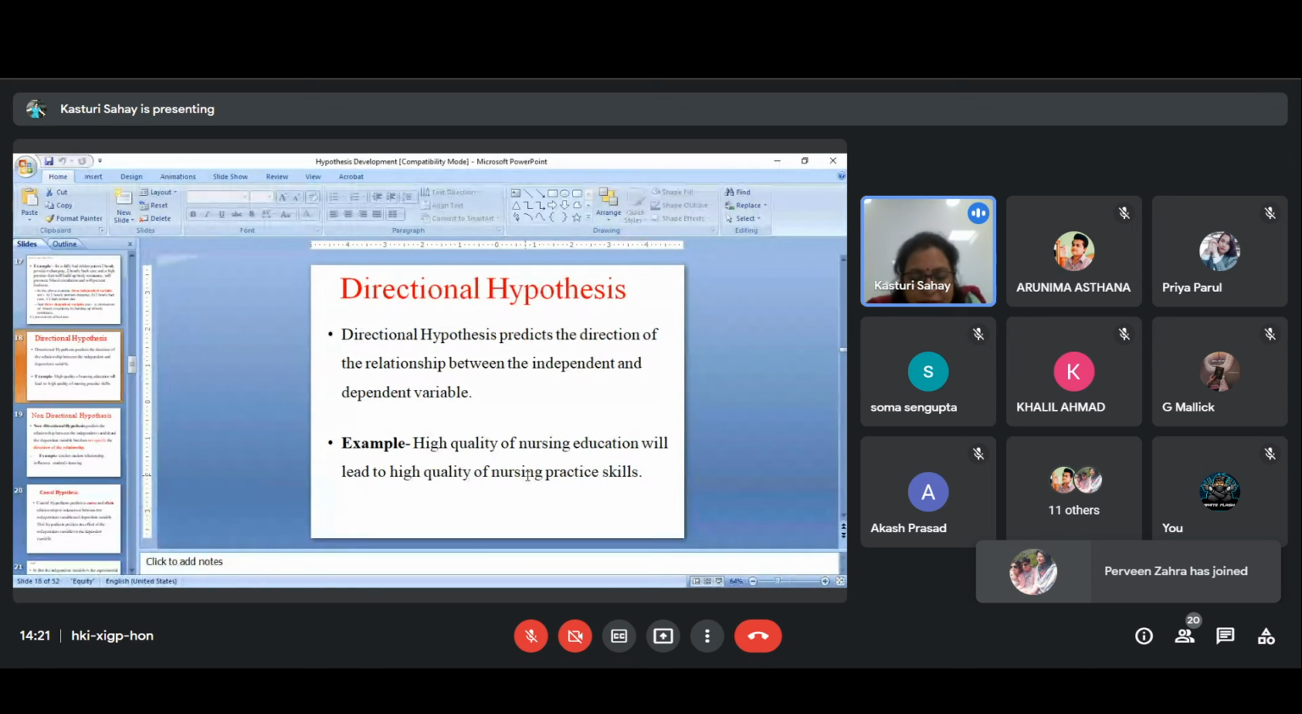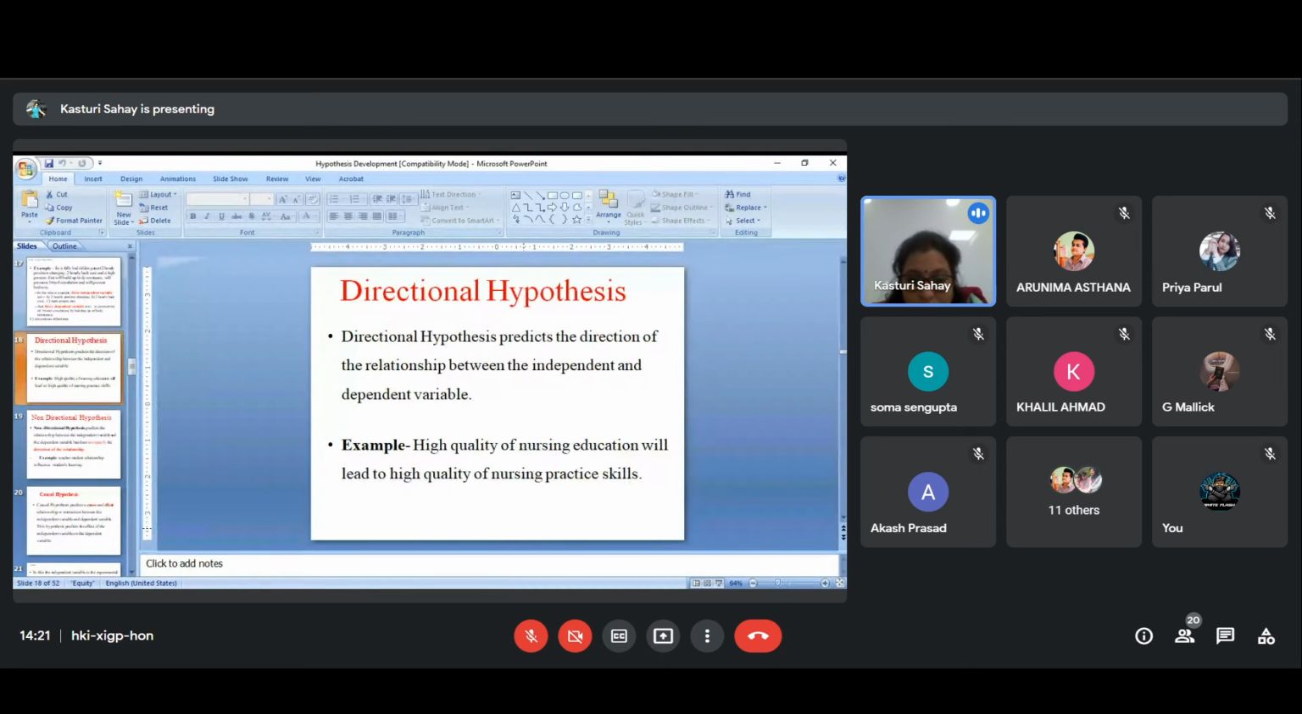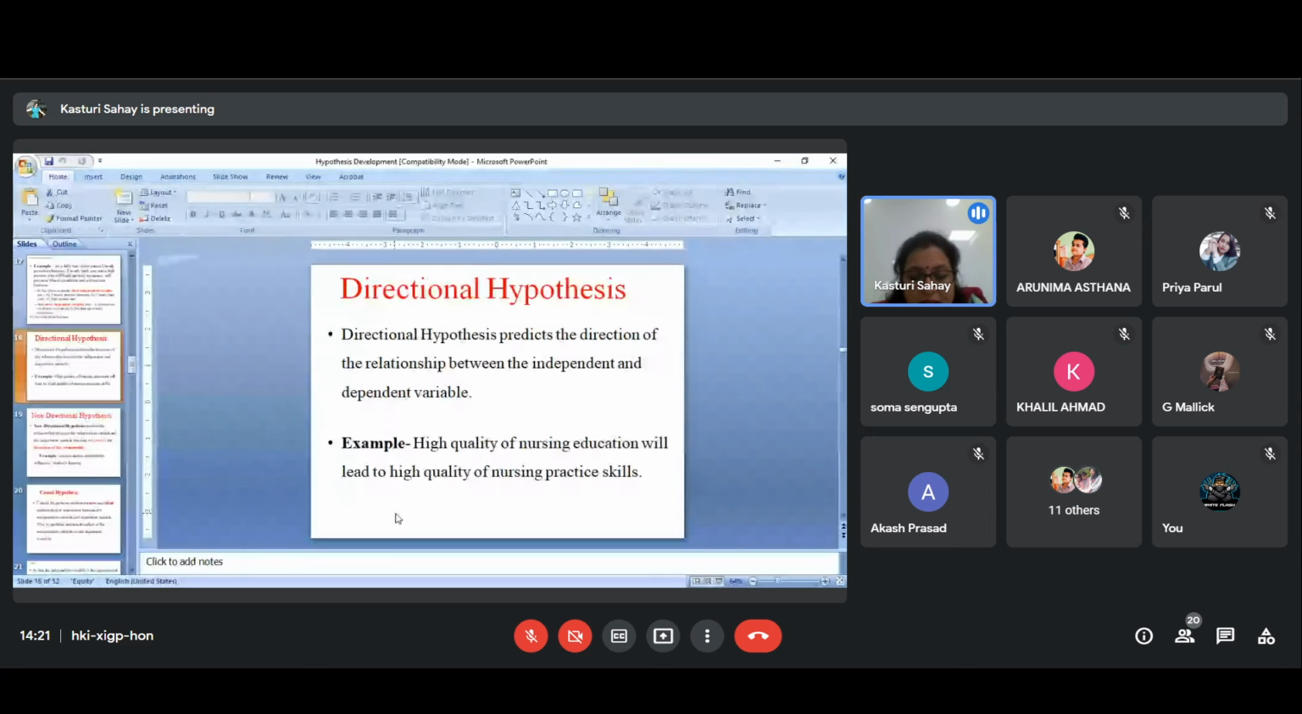So, for example, high quality of nursing education will lead to high quality of nursing practices. So you see, there is an independent variable, that is nursing education, and there is another dependent variable, that is nursing practice skills. So high quality of the independent variable will lead to high quality of the dependent variable. So this is a directional hypothesis.